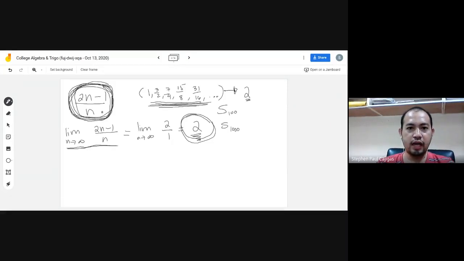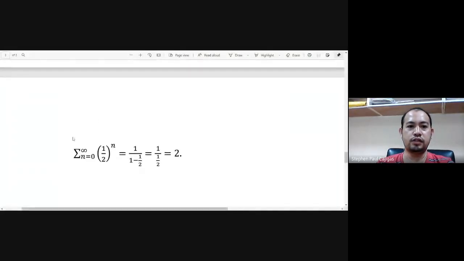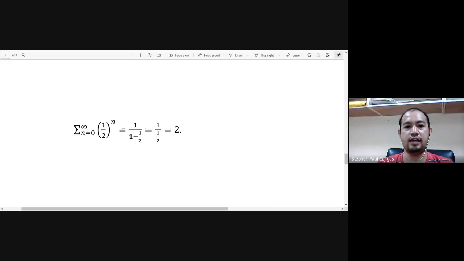But don't worry, I will not be letting you find a formula for the sequence because it's complicated and difficult, since not all sequences have a pattern that can be seen. So if that is the case, what we do is simply use the formula.